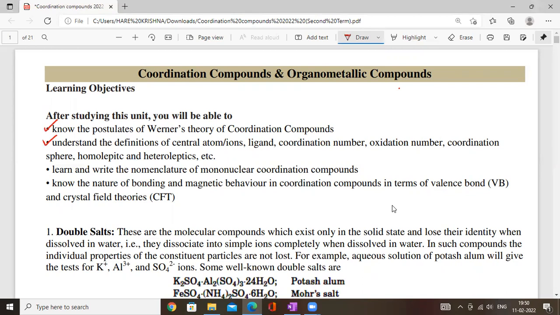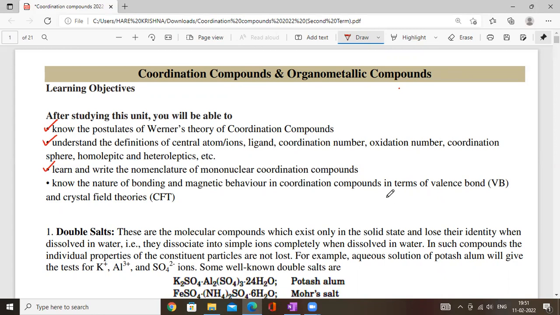Then we should also learn the nomenclature of the coordination compounds, and of course the reverse, from the nomenclature to writing the structure. Then the most important is to know the nature of bonding and the magnetic behavior in the coordination compounds using valence bond theory and the crystal field theory, which is called CFT.